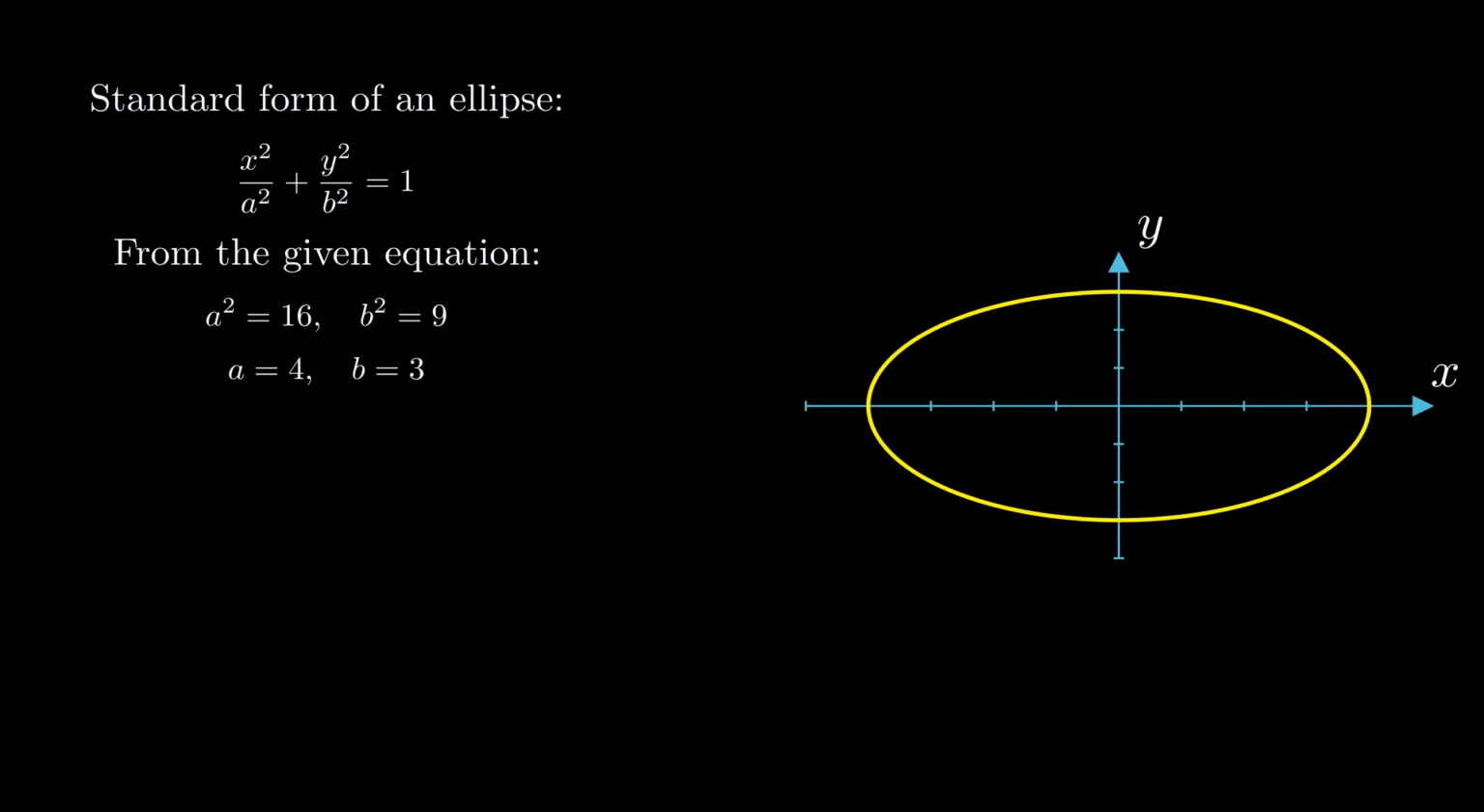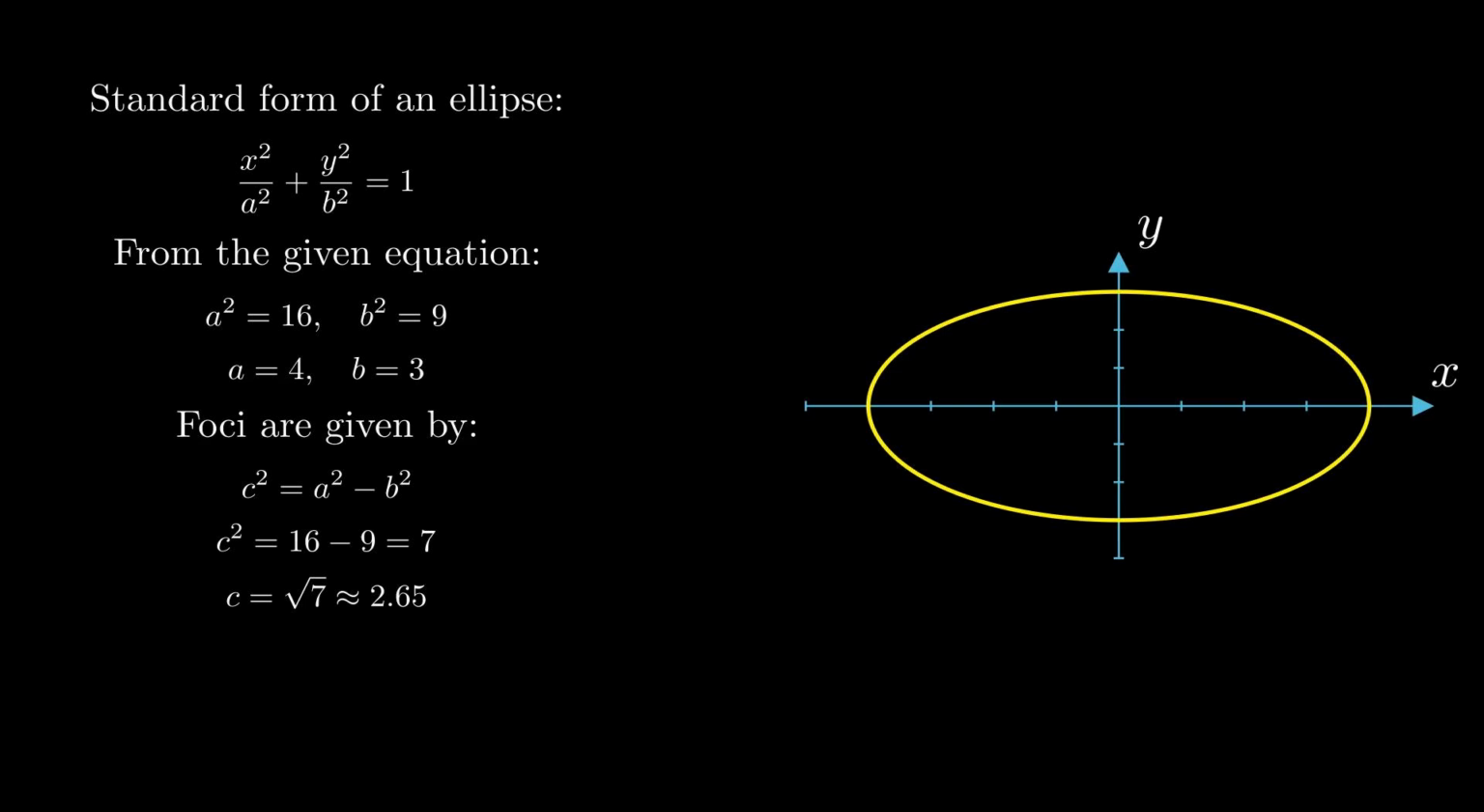b equals 3. The foci are located at points plus or minus c, 0, where c is calculated using the formula c squared equals a squared minus b squared. Substituting in the values, c squared equals 16 minus 9, which equals 7. Therefore, c equals the square root of 7, which is approximately 2.65.